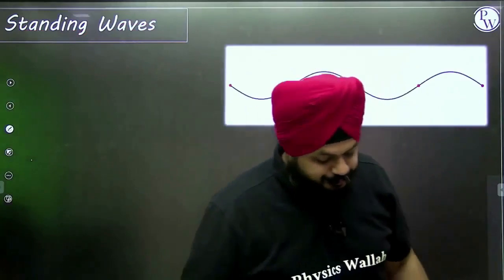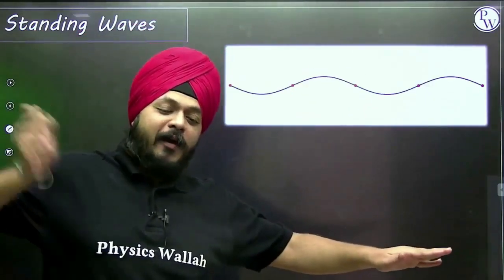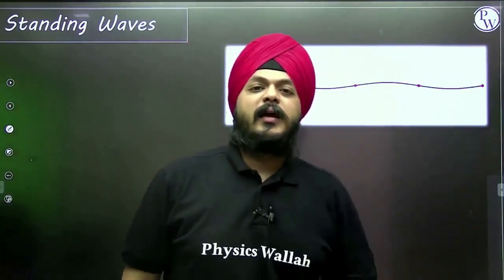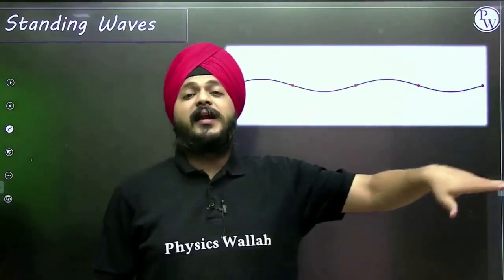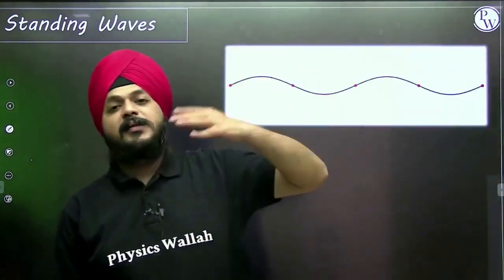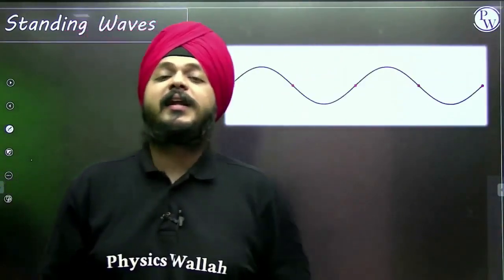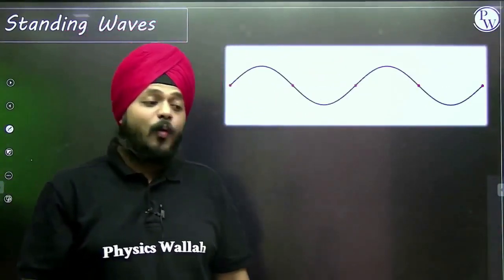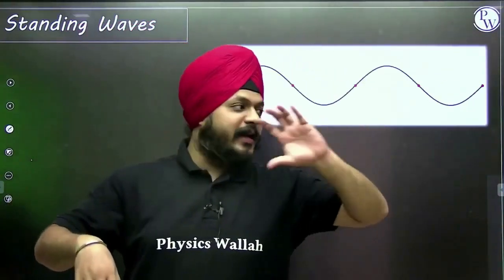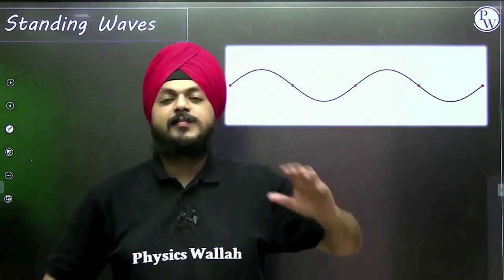Now what happens? Suppose I continuously apply a force like this, so n numbers of pulses are generated, n numbers of pulses are getting incident to the other end, n numbers of pulses are changing their phase by 180 degrees, and n numbers of pulses are getting reflected back.